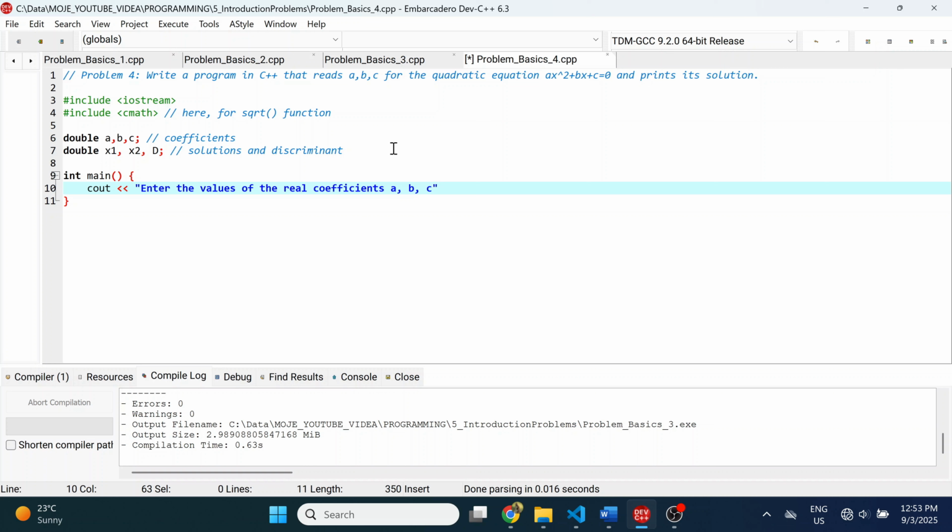Inside main, I first prompt the user to enter the values of a, b, and c, and then I read them from the input.